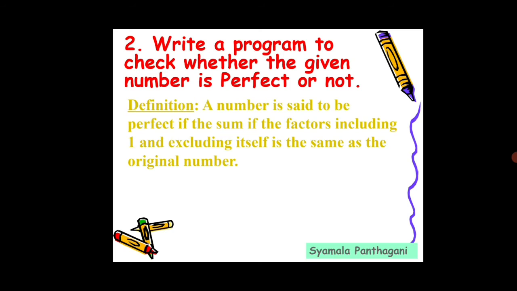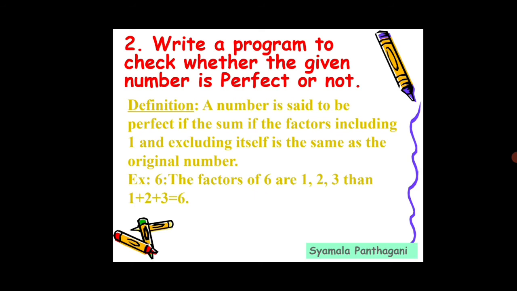For example, 6 is there. What are the factors of 6? 1, 2, 3. We did not add the 6. Only 1, 2, 3. If we add 1 plus 2 plus 3, what is the final value? 6. The 6 is equal to the sum of its factors. That's why 6 is called a perfect number.